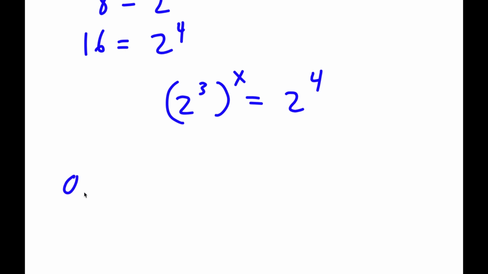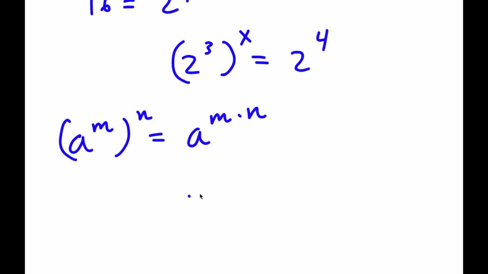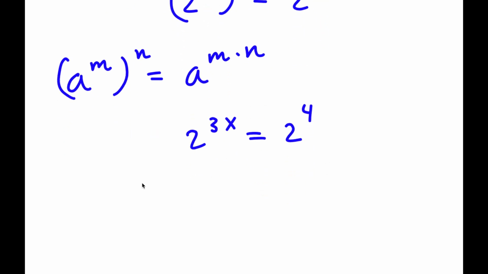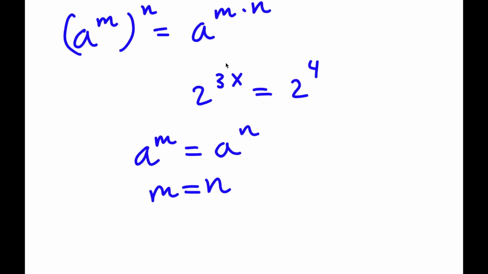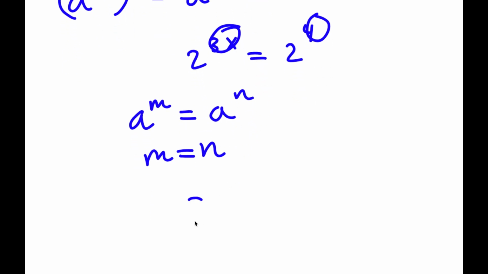Now if I have something in the form a to the power of m to the power of n, this is equal to a to the power of m times n. So 2 to the power of 3 to the power of x, that's going to equal 2 to the power of 3 times x, which is 2 to the power of 3x, and this is equal to 2 to the power of 4. Now, if I have something in the form a to the power of m is equal to a to the power of n, this is the same thing as m is equal to n. So, meaning these two exponents are equal to each other, meaning 3x is equal to 4.